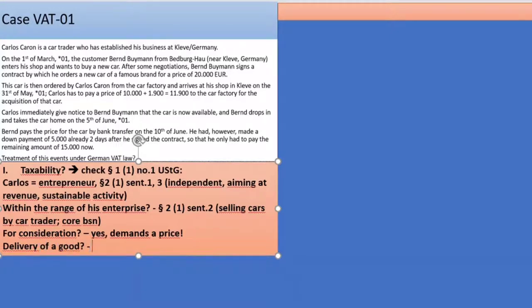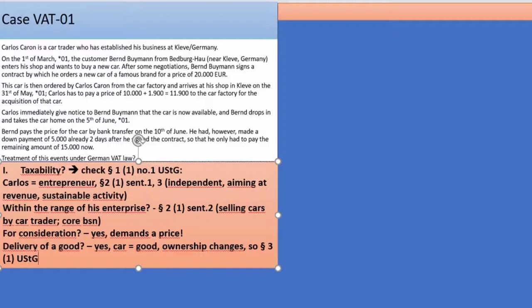Well, let's hope it's a good car, or even if it's a bad car. A car is defined as a good. It's a tangible good. And handing over ownership is a delivery. Yes, car is a good. And ownership changes. So paragraph 3.1 UStG is fulfilled. It's a delivery.